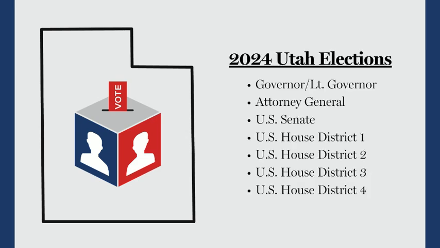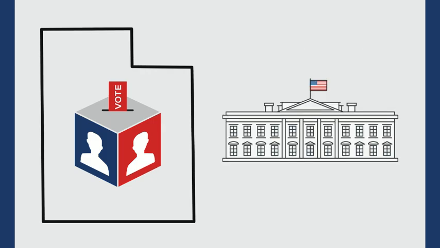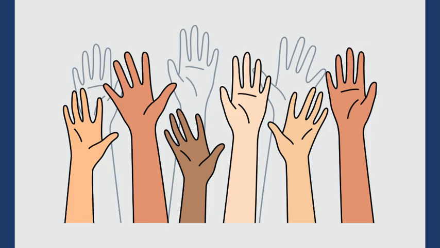2024 is a big election year in Utah. Not only will there be a race for governor, attorney general, U.S. Senate, and all 4 U.S. House seats, it's also a presidential election year. So, how can Utahns have a voice in choosing the party's nominees? Here are some answers to election questions that you may have.